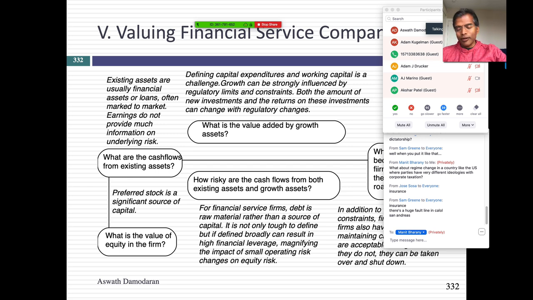Now let's talk about valuing financial service companies, especially banks. Let me go through those four questions again that underlie how we value a business, and you can see already why valuing a bank is going to give you nightmares. What's the first question? What are your cash flows from existing assets? How do we measure cash flows? We start with earnings, we subtract net capex, we subtract change in working capital, and we come up with cash flows, right? You're saying, what's the big deal? Try doing that for a bank.